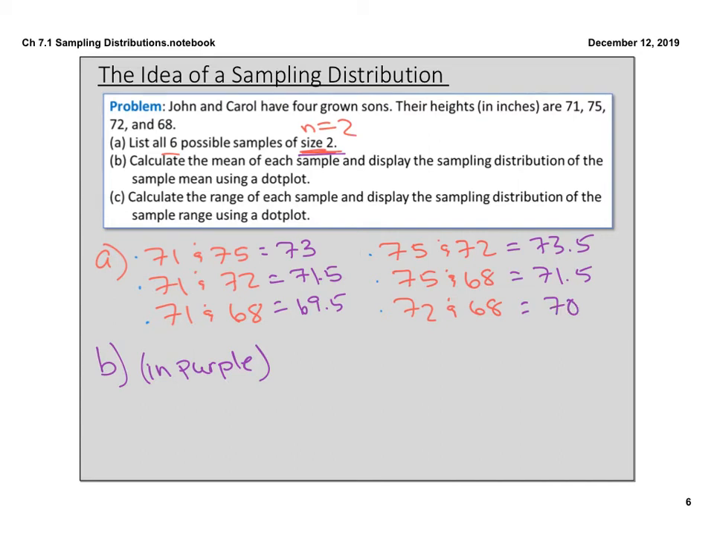Basic math, you know. Anyway, okay, so now it says display the sampling distribution using a dot plot. So if I'm going to display the sampling distribution, I'm going to have the mean height in inches of n equals 2. Sorry, that was supposed to be an of, not an on. N equaling 2. So my means go from 69 and a half up to 73 and a half.